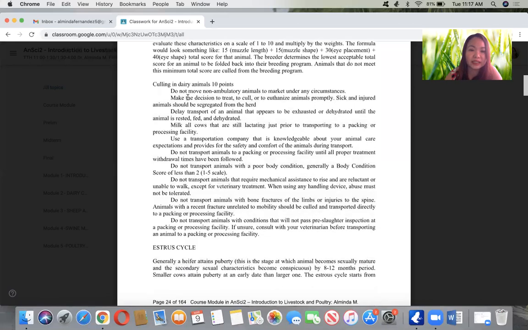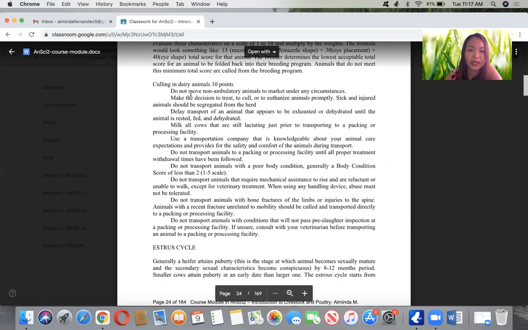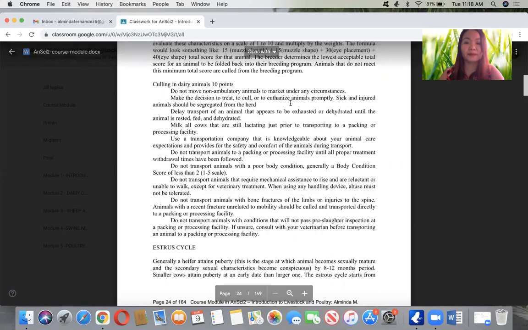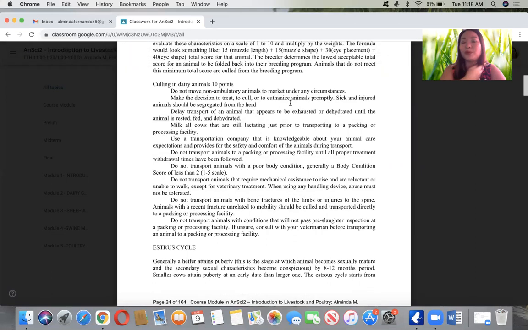So as I've said, these are culling points in dairy animals. Do not move non-ambulatory animals to market under any circumstances, and make the decision to treat, to cull, or to euthanize animals promptly. Sick and injured animals should be segregated from the herd. Delay transport of an animal that appears to be exhausted or dehydrated. When an animal is exhausted, you should also be considerate.